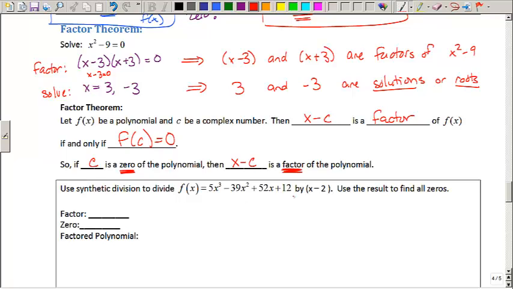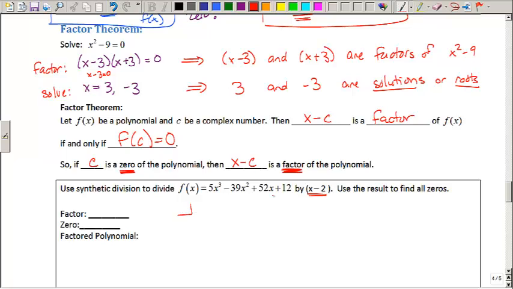So if I give you a 0 is c, then you need to know x minus c is its corresponding factor. If I give you the factor x minus c, then you need to know that c would be its corresponding 0. So factors and zeros are different, although they're basically giving you the same information. So on the first problem it says use synthetic division to divide this f of x polynomial by x minus 2. Notice that's written in x minus c form. And then use the result to find all the zeros. Well, this question is basically telling me that this is a factor of the polynomial. Let's just make sure by using synthetic division.